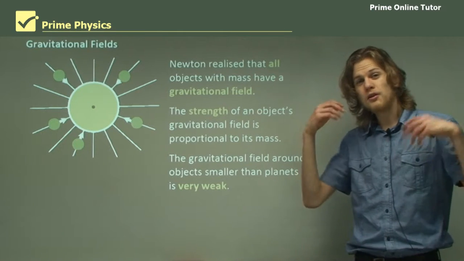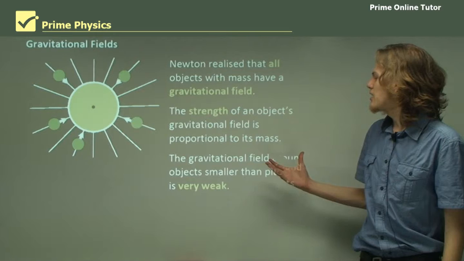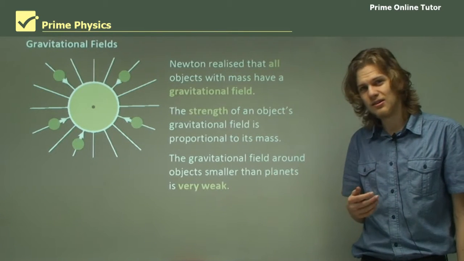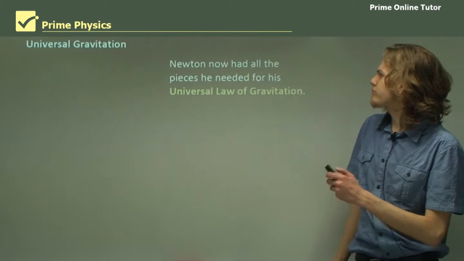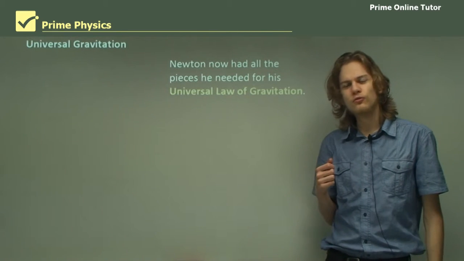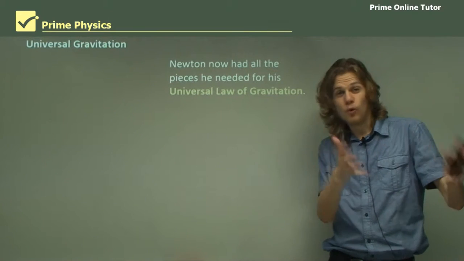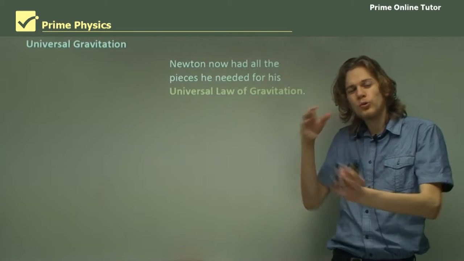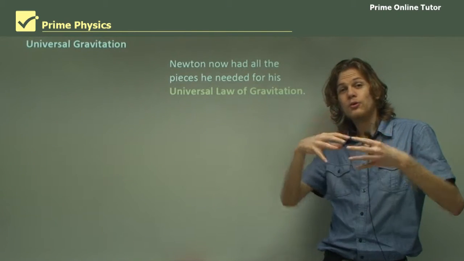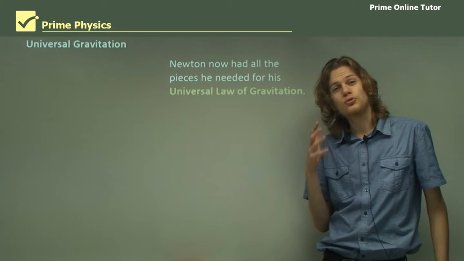This means that if we have something smaller than about the size of a planet or a moon, then the gravitational field around it will be so small as to be almost non-existent. So Newton now had all the pieces he needed for the universal law of gravitation. He knew that there was a force due to gravity, that it was proportional to an object's mass, and he knew that that field spread out as you went further away, and he knew that all objects created it.